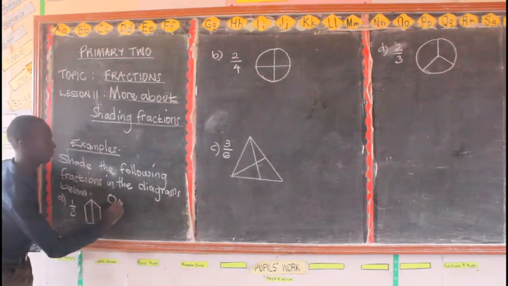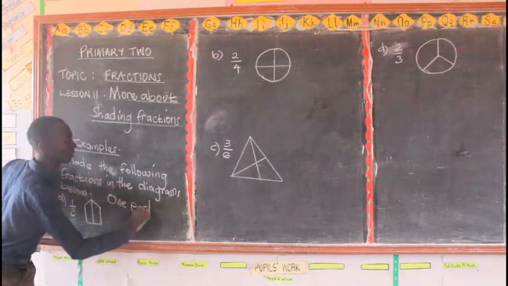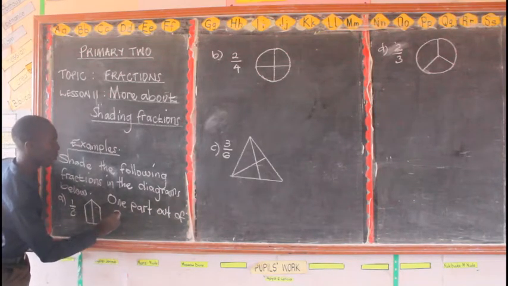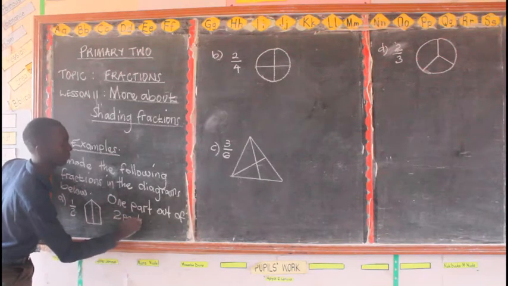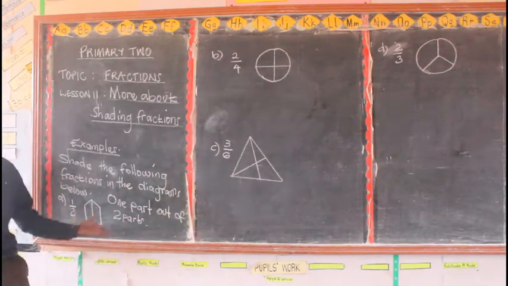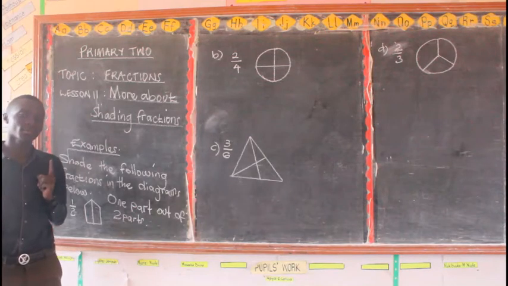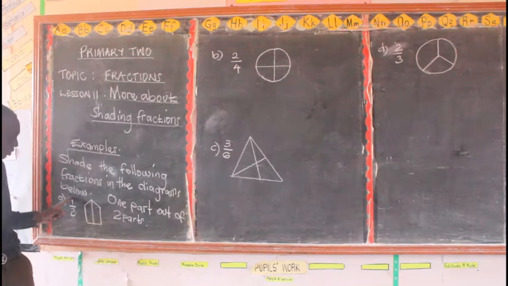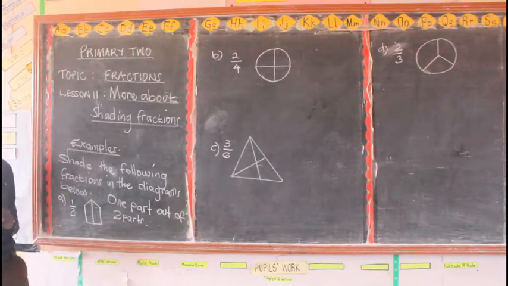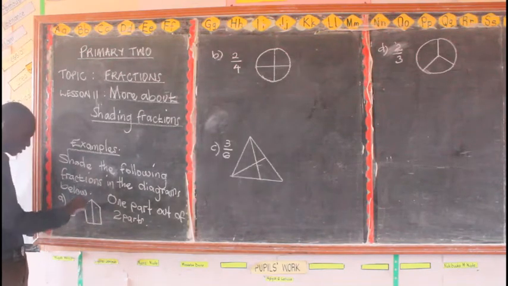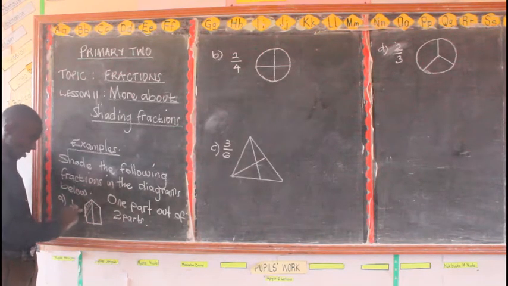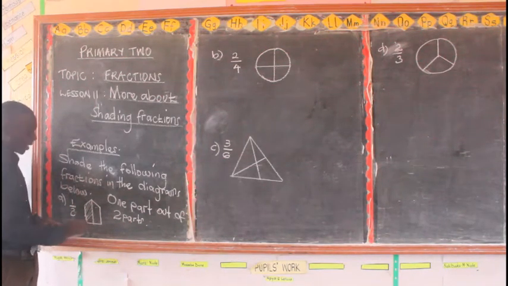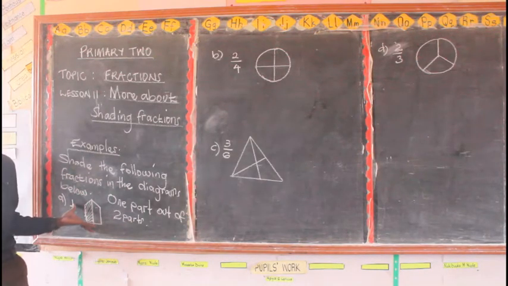This is 1 part out of 2 parts, and that's what we are going to shade. We are going to shade 1 part out of how many parts? Out of 2 parts, because our fraction is a half. It means that we are going to shade only 1 part out of the 2 parts. Shade properly. Make sure your lines do not pass and go outside this box.